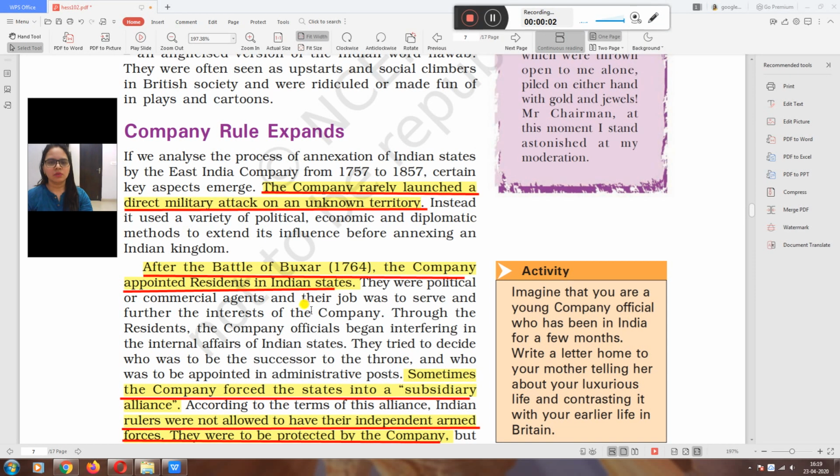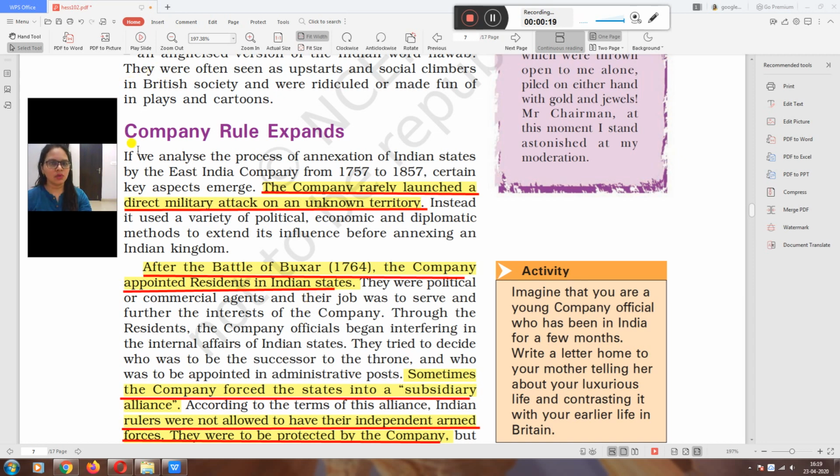Hello class 8. We are doing chapter number 2 of history, which is From Trade to Territory. In this chapter we already discussed the European companies, the Battle of Plassey and the Battle of Buxar. Today we will discuss more points about this chapter.